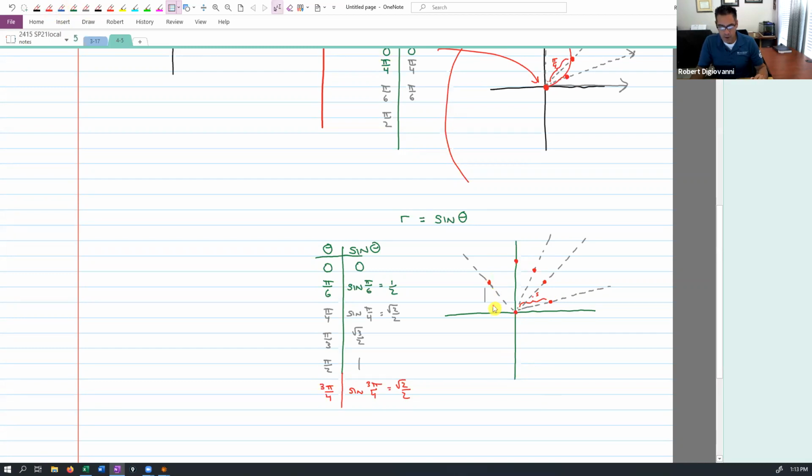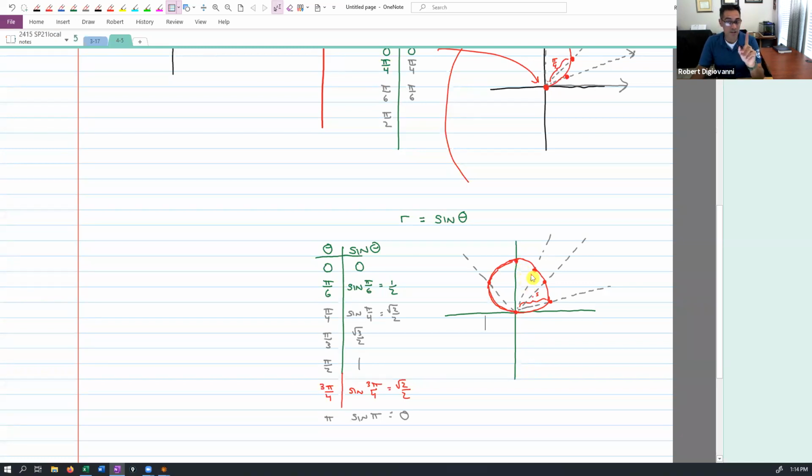And then what about when I get to pi? What's sine of pi? 0, right? So now we're at 0. We're back to the origin. So here's what is drawn so far, and this is going to be just my very sketchy drawing. It's like this. Okay, y'all kind of with me on that?